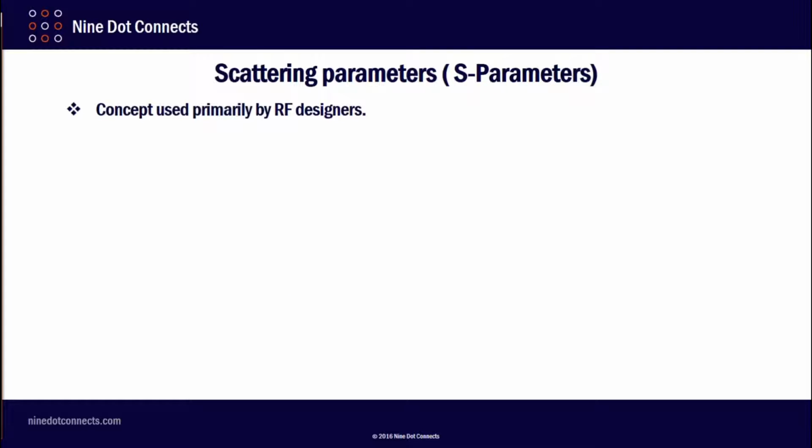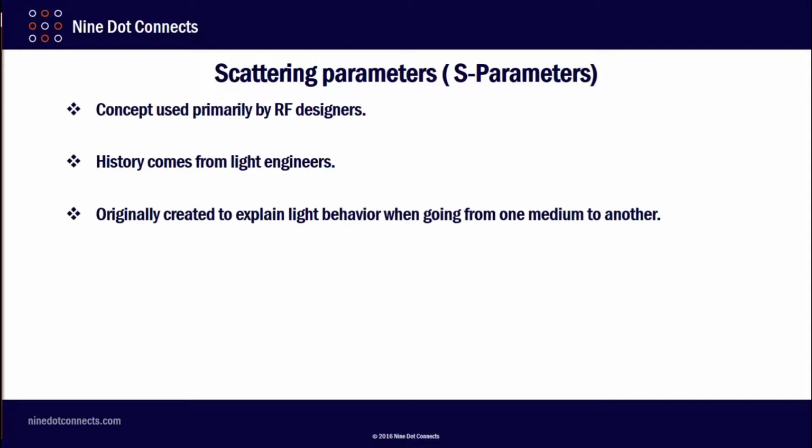So the next area of this webinar, we're going to get into scattering parameters, because we have to have some way of characterizing these transmission lines. S parameters is a concept used primarily by RF engineers. The history comes from light engineers. They used it originally to explain light behavior when going from one medium to another.